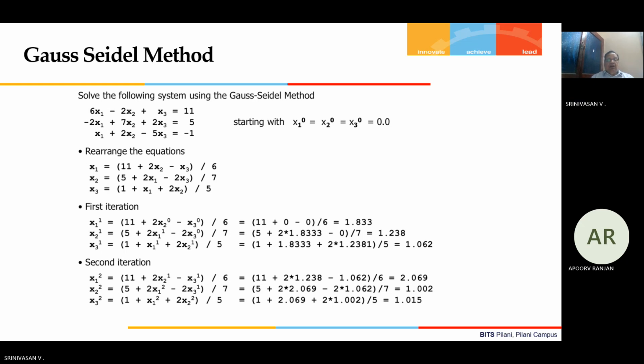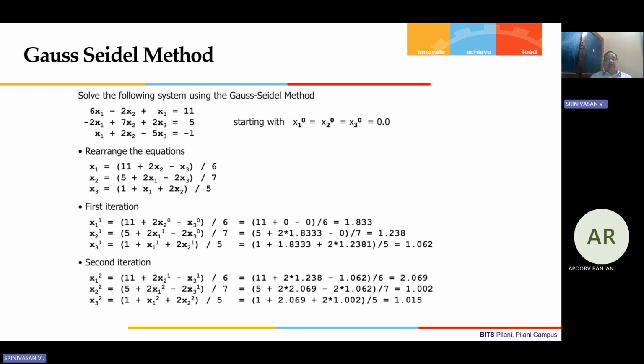So x1 0, x2 0, x3 0 is 0. Therefore, first iteration x1 superfix 1, that is 11 plus 2 into x2 superfix 0, means initial value, zeroth iteration value, minus x3 superfix 0, divided by 6. That is 11 plus 2 into 0 minus 0, divided by 6, you get 1.833.